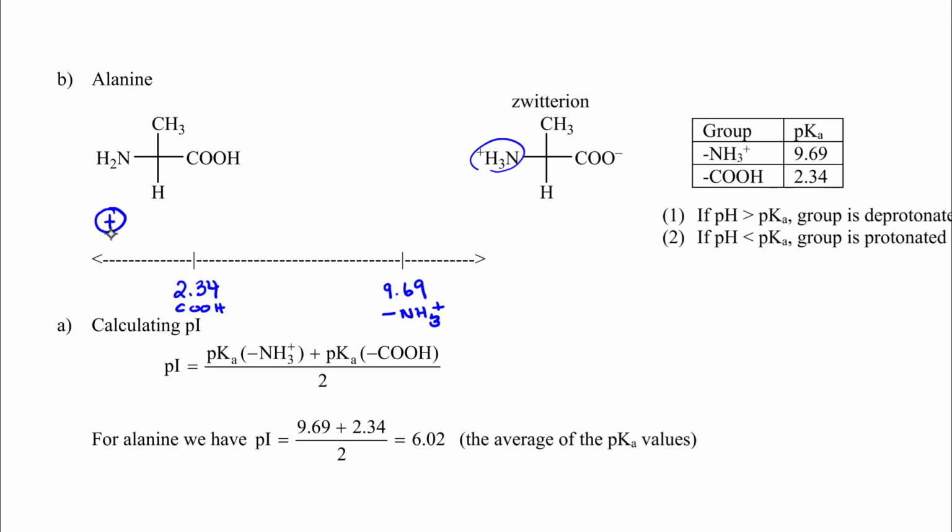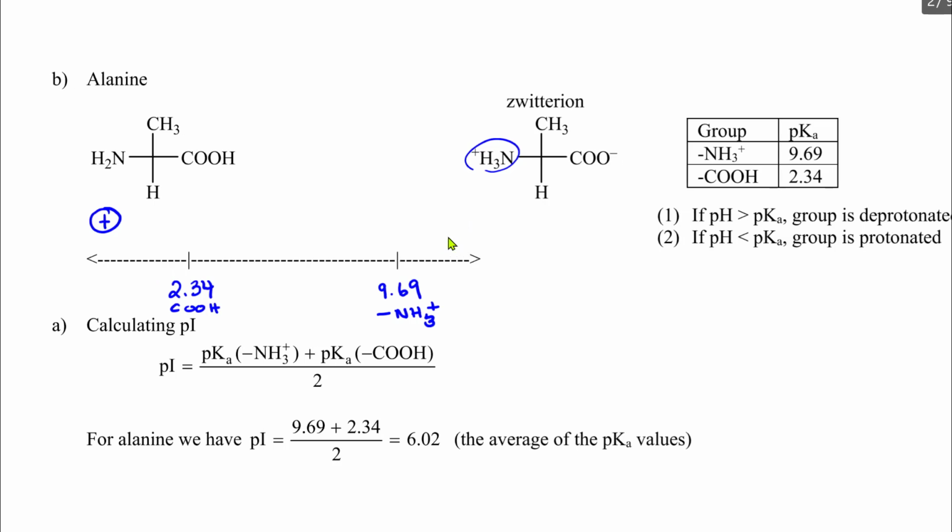Now, on the other hand, if I'm all the way over to this side, then my pH is above both of my pKa values. That means both of these will lose their protons. So instead of being NH3+, if I'm above 9.69, it's going to be just NH2, neutral. But the carboxylate group, I'm way above its pKa, so it's going to lose the proton, and as a result, it has a negative charge. So overall, this compound will be negative on this end.